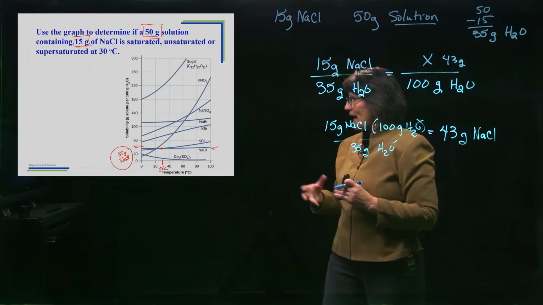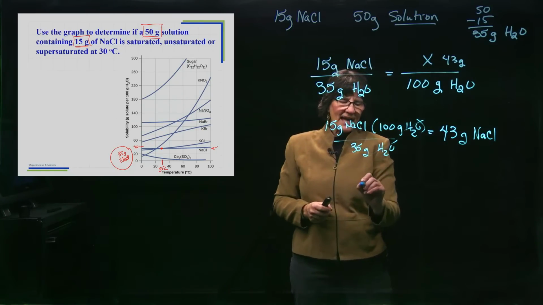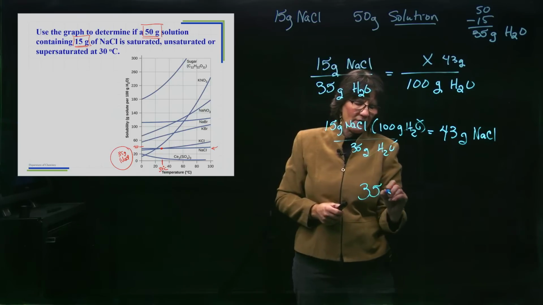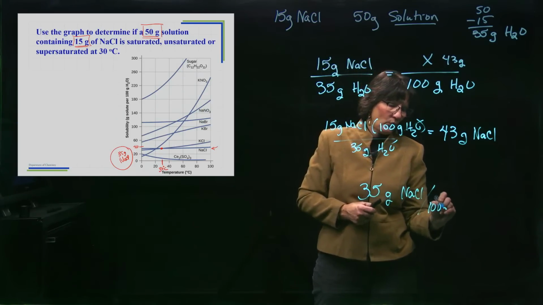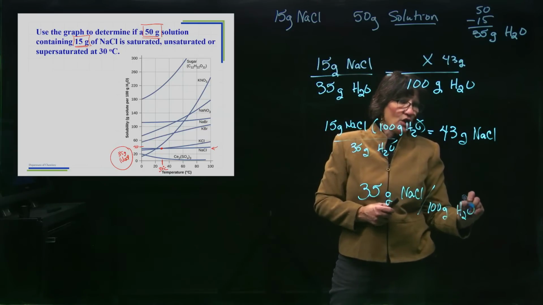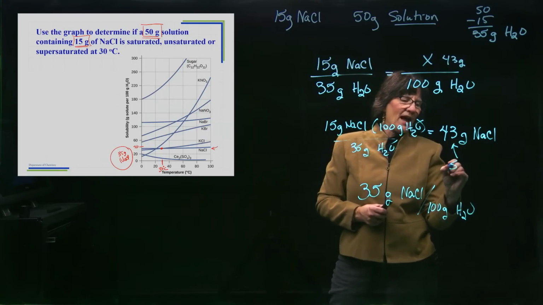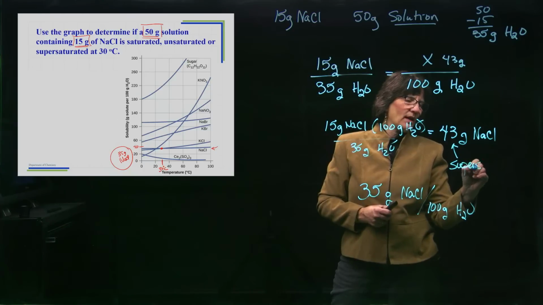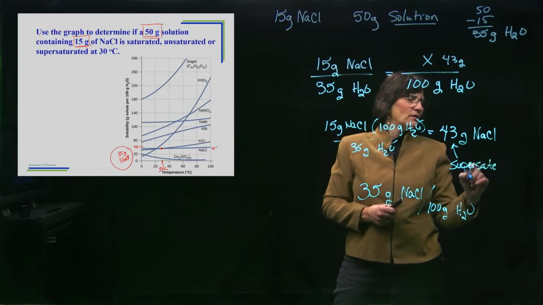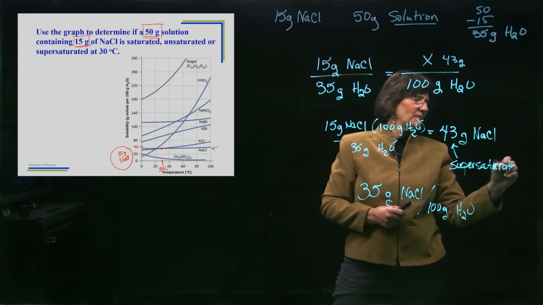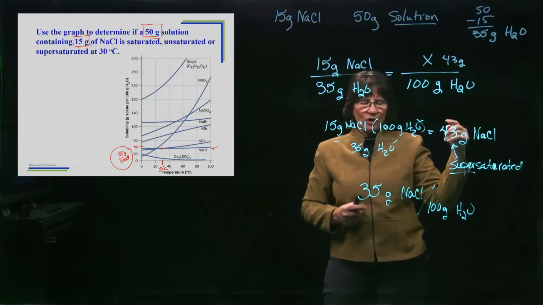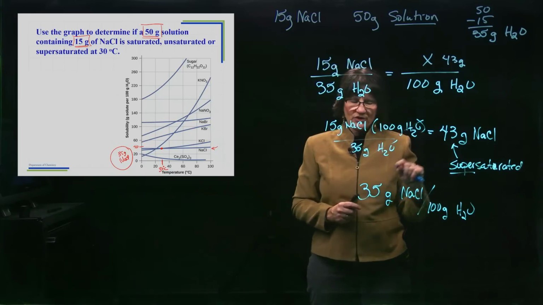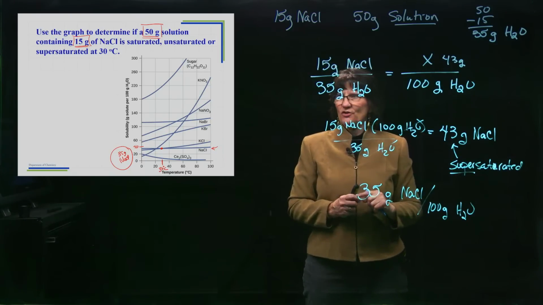Now, if we look back at our table, we saw that a saturated solution would be 35 grams of sodium chloride in every 100 grams of water. So this is more. So we have ourselves a supersaturated solution. Supersaturated, okay? It's not a stable system, and the extra sodium chloride would precipitate out. There's too much dissolved in there.